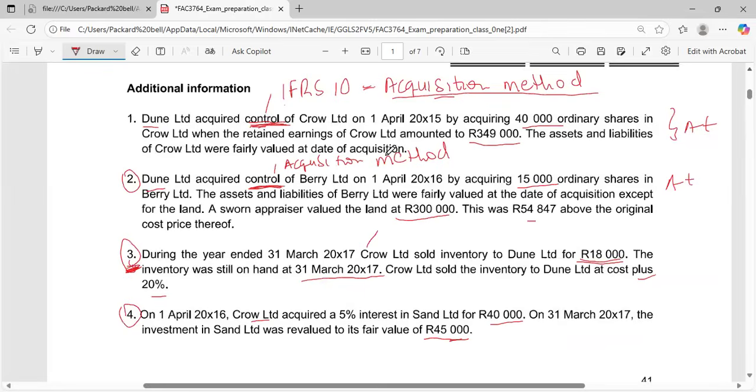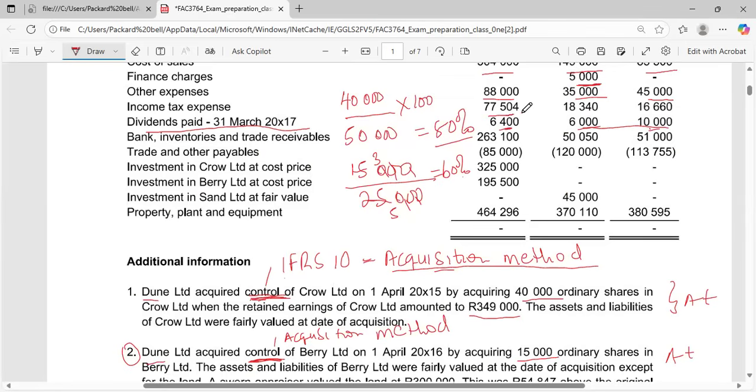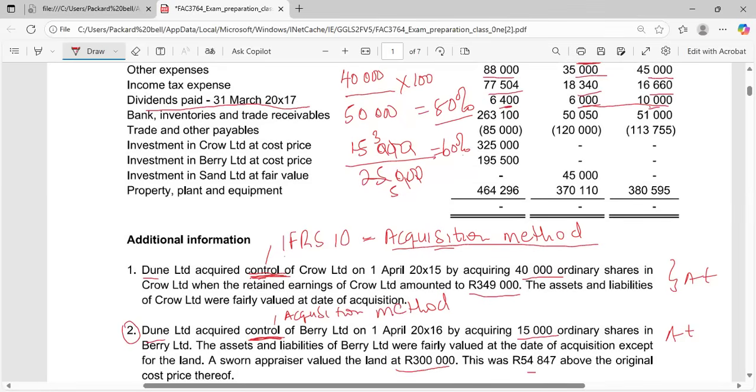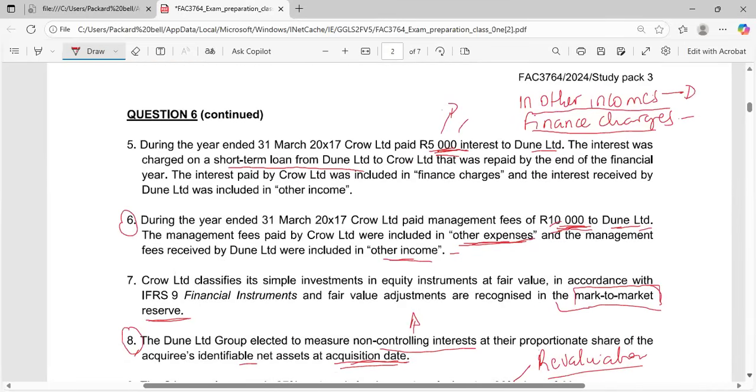Our income tax expense is here. It's 77,504, 18,340, and 16,660. That's our income tax. Then when we have your income tax, okay, let's just write them down. Then I'll show you how to adjust that figure. You need to adjust it with this figure.